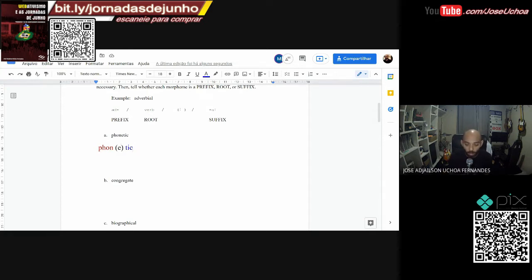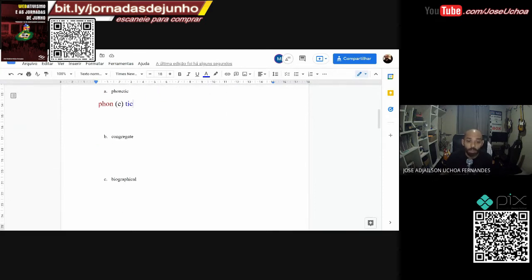Do you agree? Can we split this into a smaller morph form? Is it possible to split? Don't think so. No. Can we split this one, tick? You can say it's similar to ick, but being similar is not being the same. You cannot divide it, you cannot split it, okay? So let's do the next two.